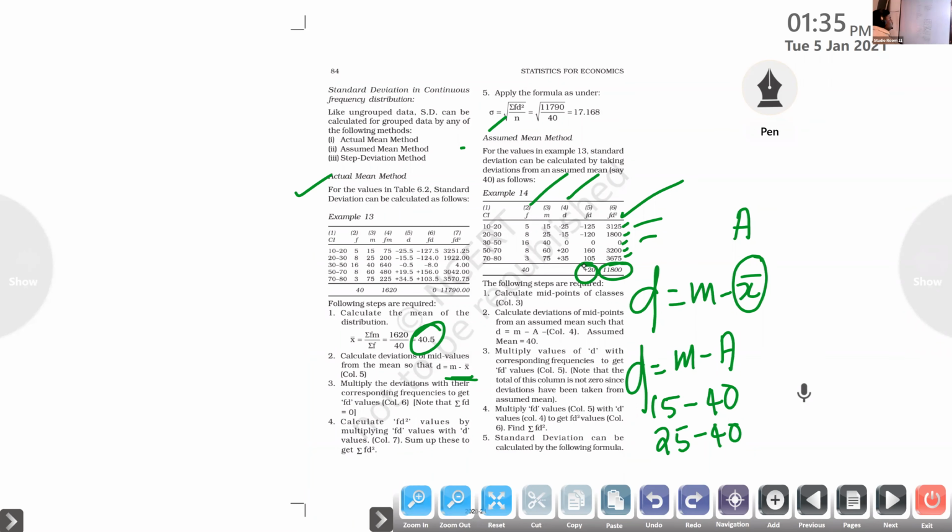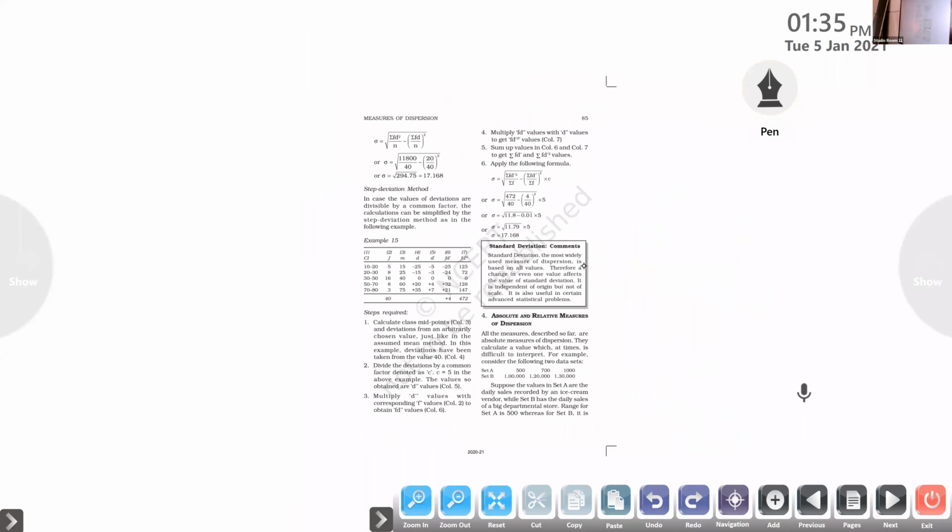Okay, moving forward to the equation. The equation for the assumed mean is: sigma is equal to the root of sigma FD square divided by N, minus sigma FD divided by N, all squared. Okay, apply these numbers: 11800 divided by 40 minus 20 divided by 40 whole square. So the answer is 17.168. The same.